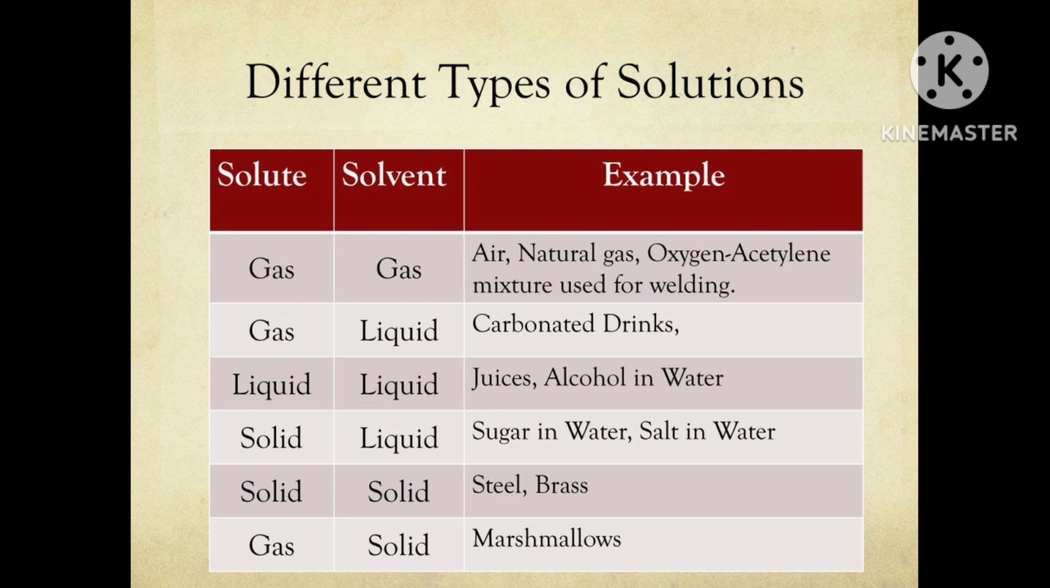If in a solvent two or more substances are present, then those substances are called solutes, that is, the components other than the solvent. Suppose FeSO4 is also present and NaCl is also present, then these two are called solutes.